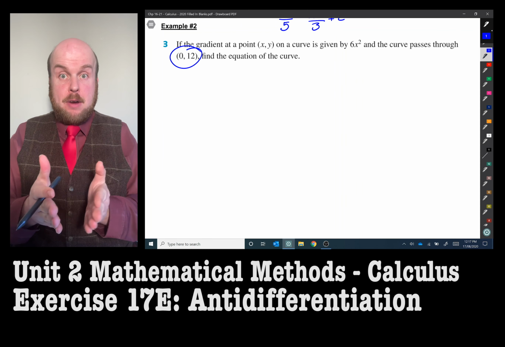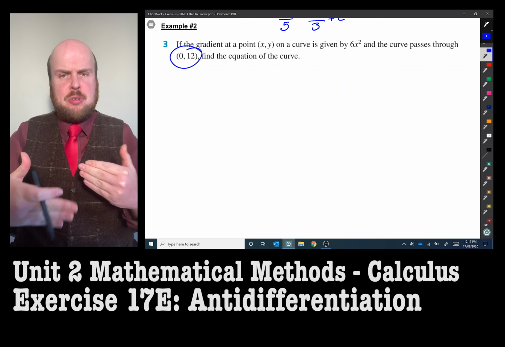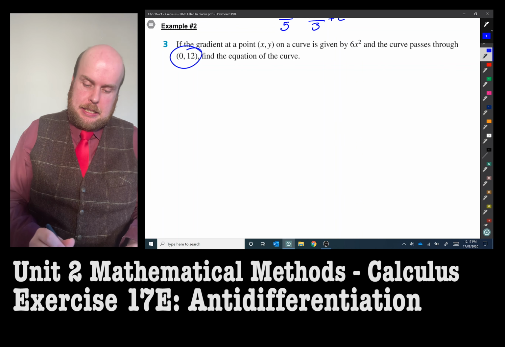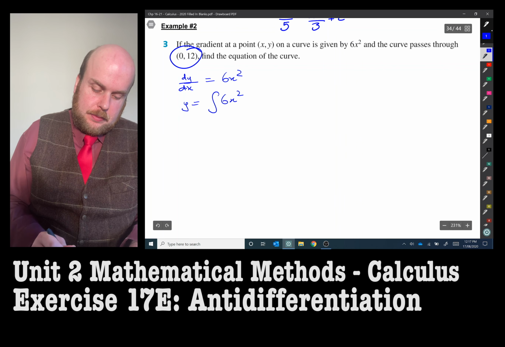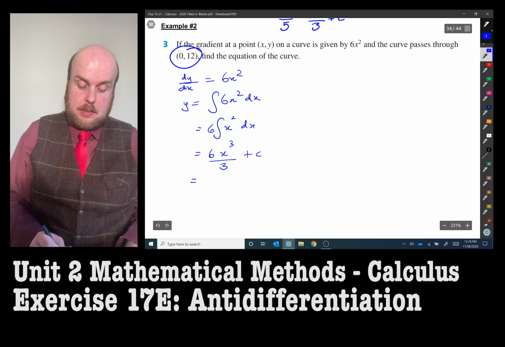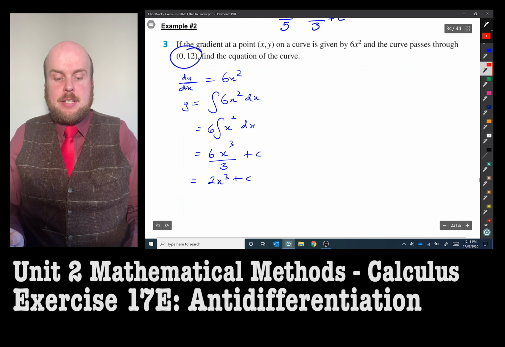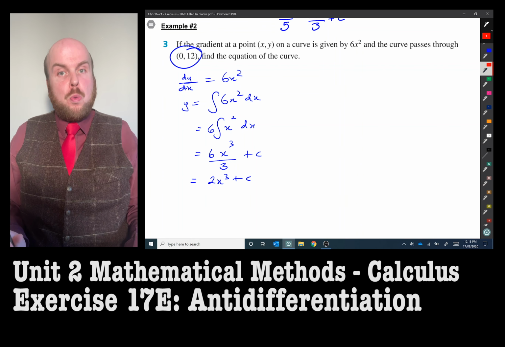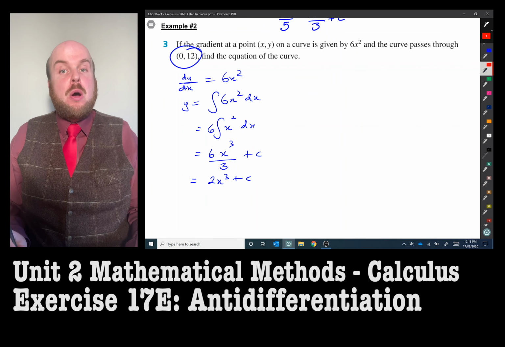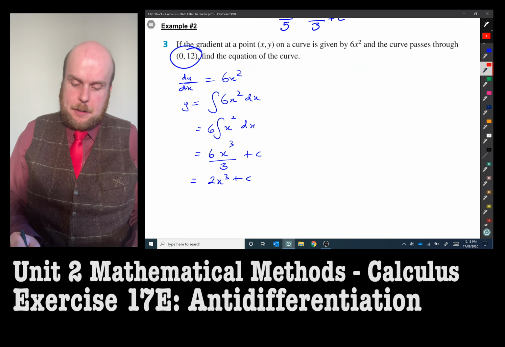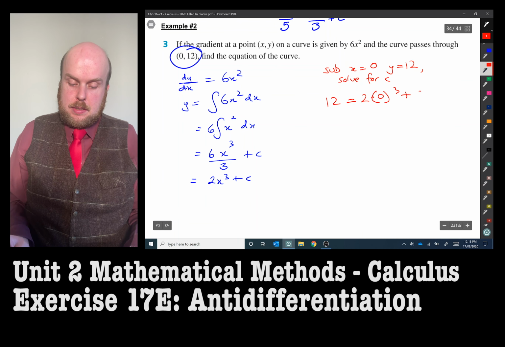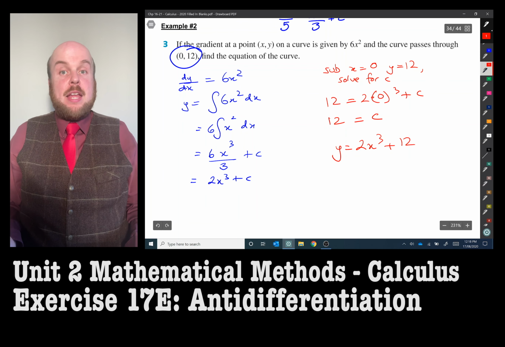Then to find the plus c, I'll need to substitute those coordinates in there to solve for c. In much the same way you might remember from the process of finding y equals mx plus c for a straight line. Let's give this one a go. There's the antiderivative. And now to solve for c, I just need to substitute those coordinates in there. So x will be 0, y will be 12, and I'll solve for c. And there's our final answer.